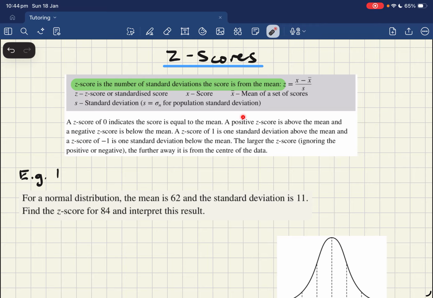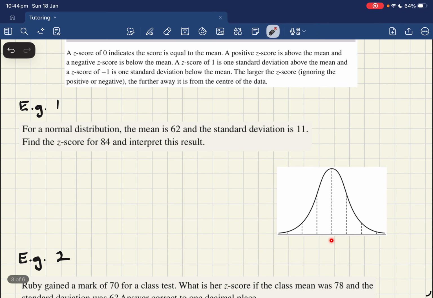If we have a positive z-score, it means it's going to be above the mean. A negative z-score means it will be below the mean. A z-score of 1, for example, just means one standard deviation above the mean. So if this was the mean here, a z-score of 1 would just be here. A z-score of -1 would be 1 below the mean. Now, the larger the z-score, ignoring the positive or negative, the further away it is from the center of the data. Further away it is from the mean, the middle.